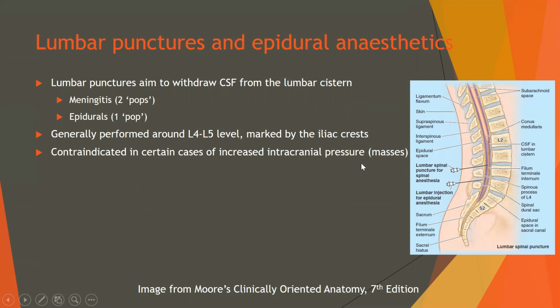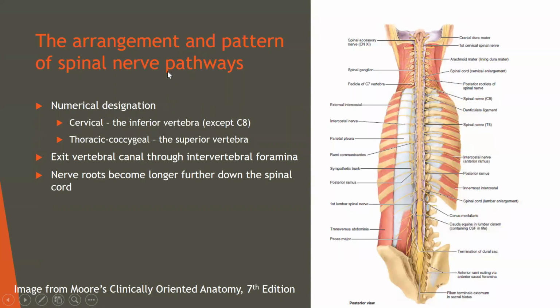The one thing about lumbar punctures is they're contraindicated in certain cases of increased intracranial pressure, particularly space occupying lesions. So any masses, any tumors, any cysts, anything like that. If a patient has one of those and you give them a lumbar puncture, you will kill them. Don't do that. It basically sucks the brain down through the spinal cord because the pressure just forces it down. So that's bad. Through the foramen magnum, I should say.